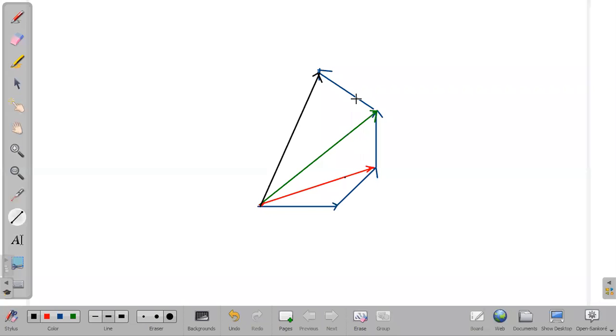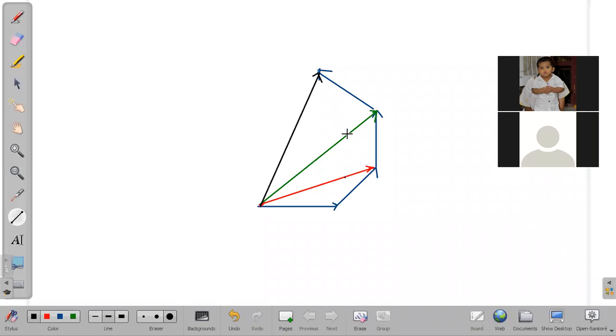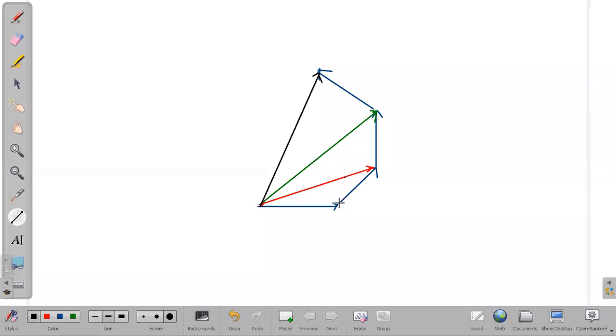Then the fourth vector and the resultant vector will be taken. These two will be added and we will get one more resultant, right? Simply, instead of doing all this, if four vectors are given, we don't need to go through all this. Directly, we will add all of them.